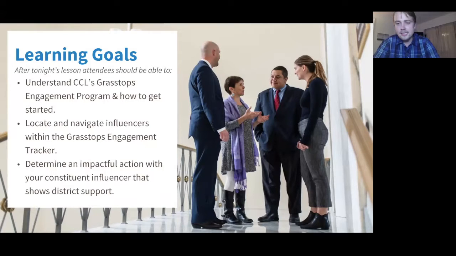Hopefully after attending tonight's webinar, attendees should be able to follow the following 3 goals: understanding CCL's Grasstops engagement program and how to get started, be able to locate and navigate your own local community influencers within the Grasstops engagement tracker, and also determine an impactful action. It doesn't just have to be signing on to an endorsement letter with your own influencers that shows that district support that you can bring to your next meeting with your members of Congress.